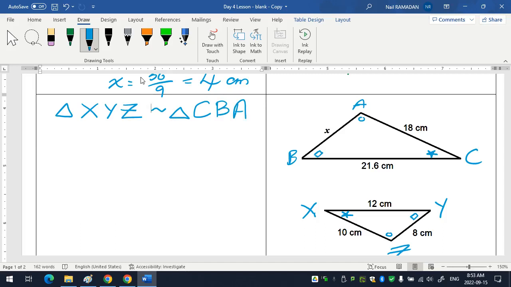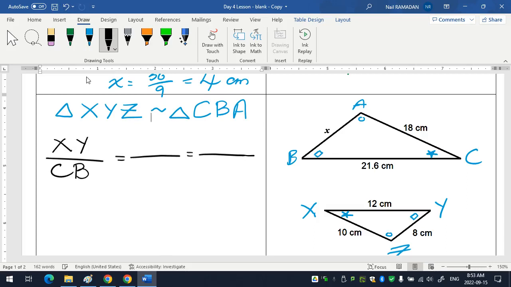Okay, ratios. So XY, the first two, will correspond with the first two, CB. And then maybe we can go with YZ. YZ goes with what? BA. And then the last choice is XZ, which goes with CA. Yep. Awesome.